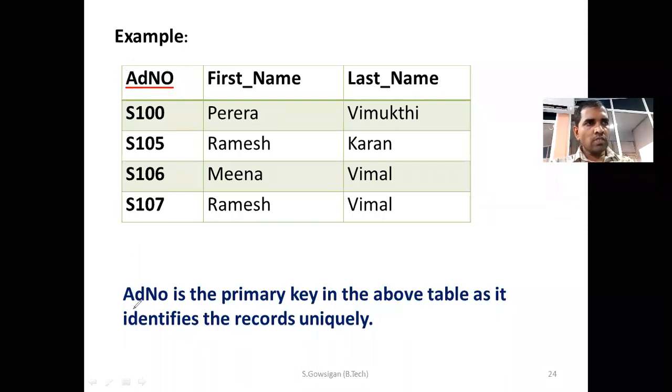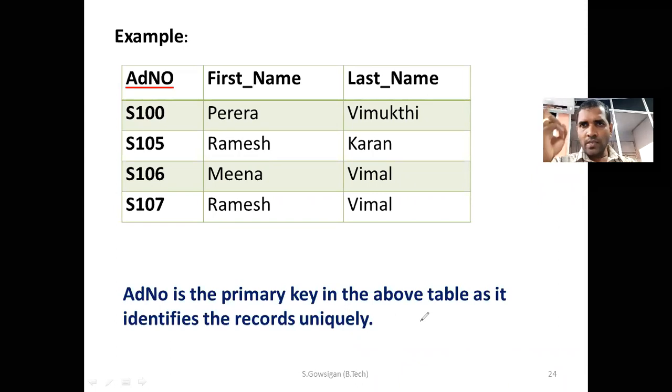So look at the description. Admission number is the primary key in the above table, as it identifies the records uniquely. Okay, so what is primary key? The field which is used to identify every record in a table is called primary key. Primary key is nothing, it's a field. But you can't call all the fields a primary key. You have to call the field or fields which identify every record uniquely a primary key.